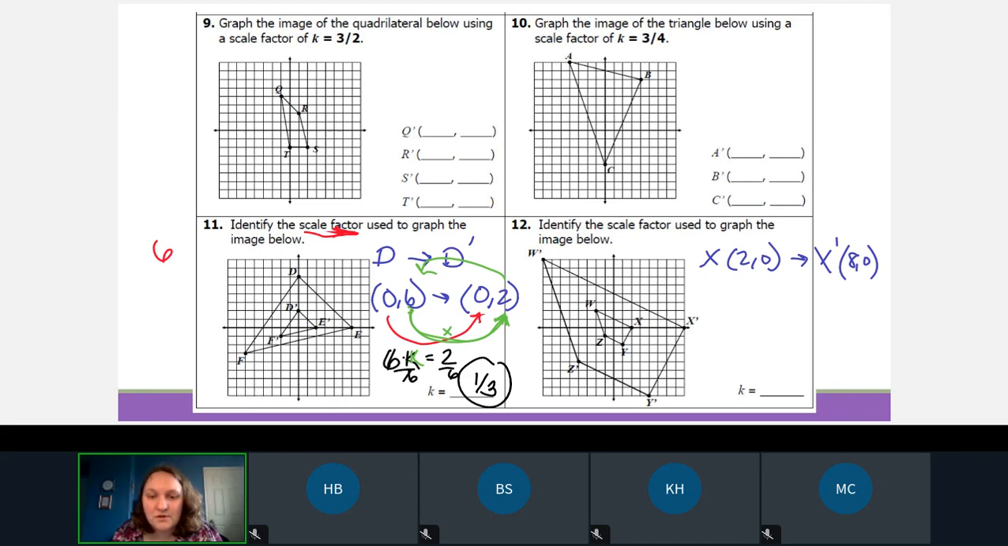So what do I need to multiply by? Oh, and this is a nice one, right? Well, 2 times something, my scale factor, will have to equal 8. So this is a nice easy one because it's just an enlargement. 4. Very good.